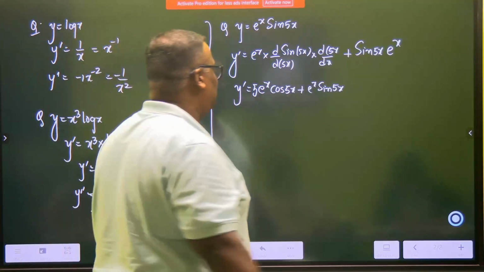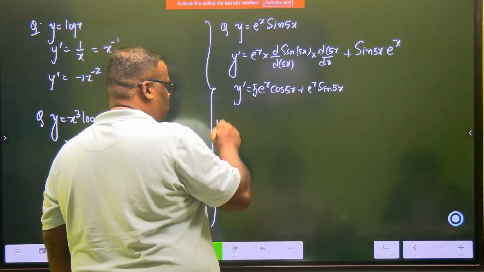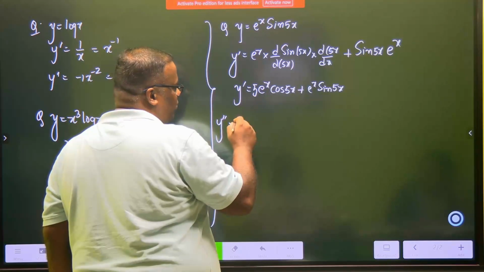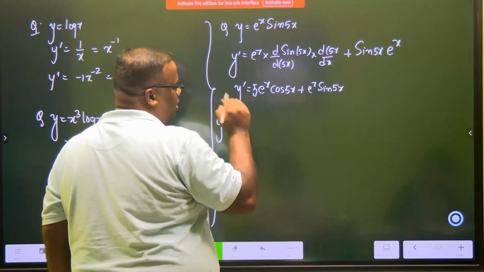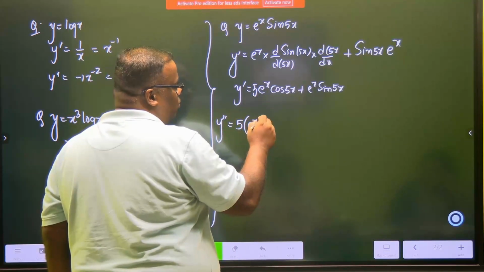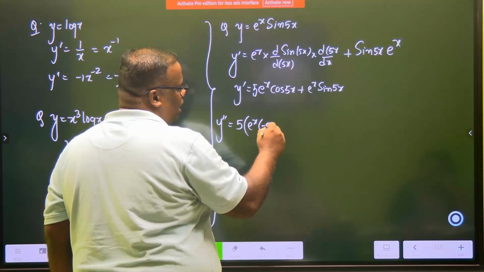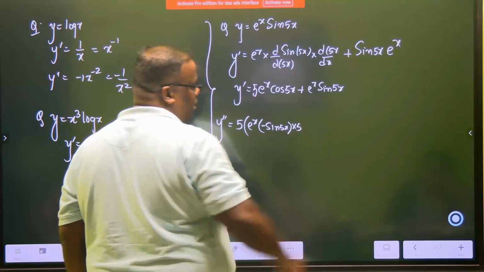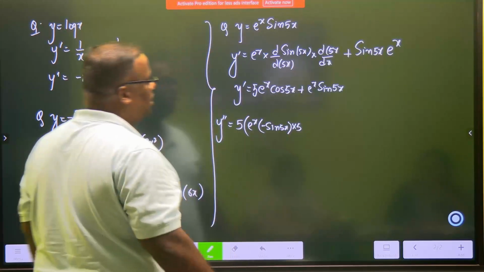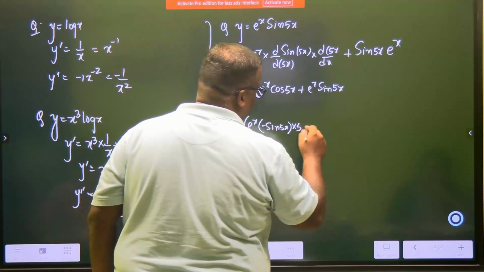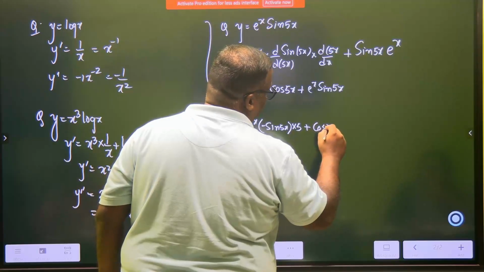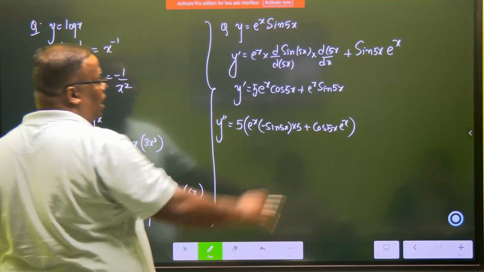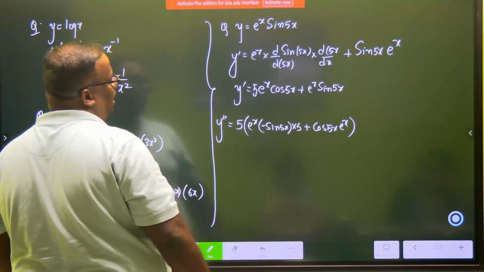Now you will open up with 2. Now let's do this verbally. So 5 remains as 5, right? First function into differential of second, sine 5x into 5. Agreed? First function into differential of second plus second function into differential of first. This is over. Again, we have to do this thing for this function again.